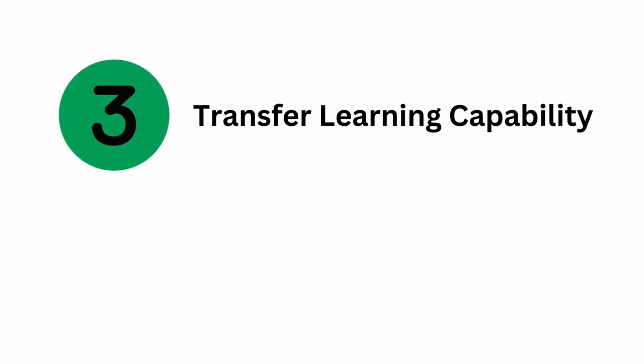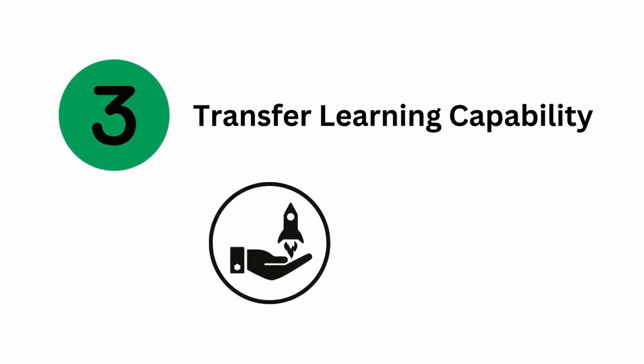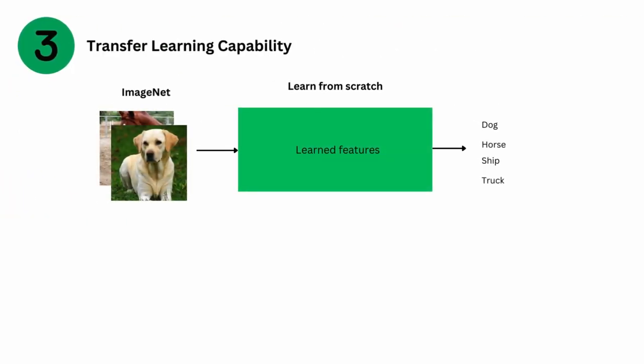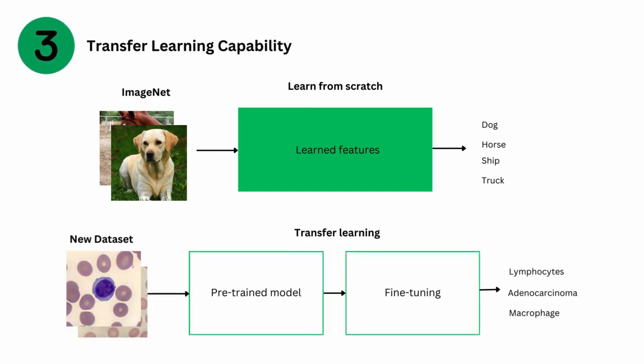Third, models pre-trained on ImageNet can be used as a starting point for different tasks through transfer learning. In transfer learning, a model trained on one task is adapted or transferred to perform a different but related task. So instead of starting the learning process from scratch, it uses the knowledge gained from solving one problem to improve performance on a different but related problem.